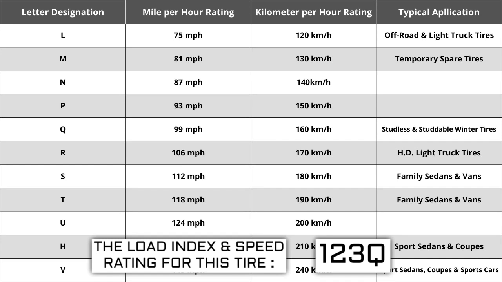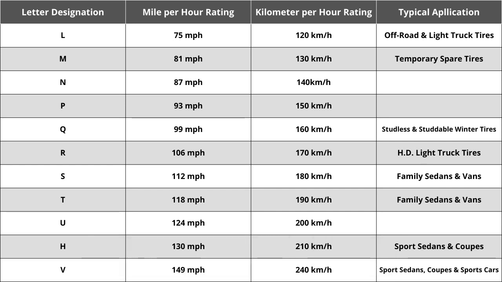Originally, tire speeds were just S, H, or V, S being the slowest, H being the middle, and V being the fastest. Over the years, as tire speeds have evolved, for whatever reason, H has always remained the same, 130 miles per hour.